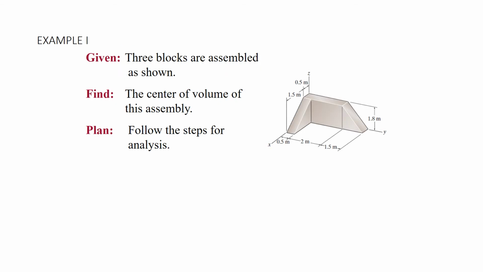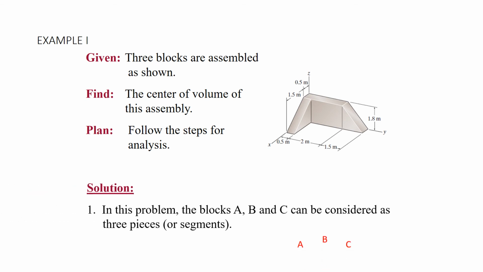This example has a three-dimensional body that's composed of a triangular slab, a rectangular slab, and another triangular slab. So we'll follow the same steps that we just outlined for analysis. In this problem, the three blocks can be understood as three pieces shown here. A and C are both triangular slabs, and B is a rectangular slab.